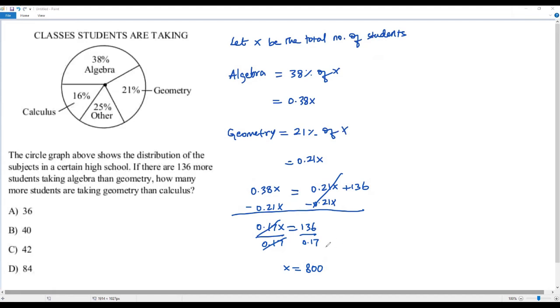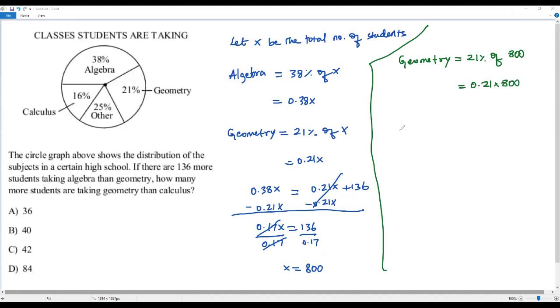Now, let's calculate the number of students who are taking geometry in these total 800 students. Let me do this calculation separately. The number of students who are taking geometry equals 21% of the total students, 800. The decimal form of 21% is 0.21, times 800. Now let me multiply 0.21 and 800. I am getting 168. So of the total students, 168 students are taking geometry.